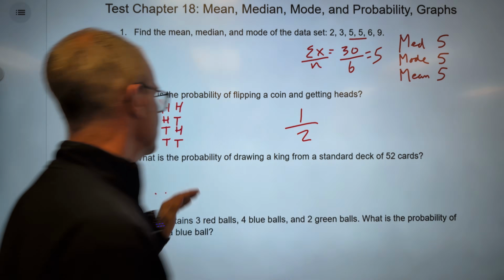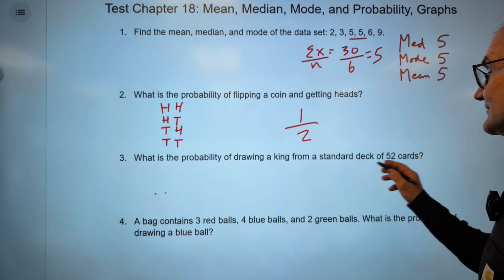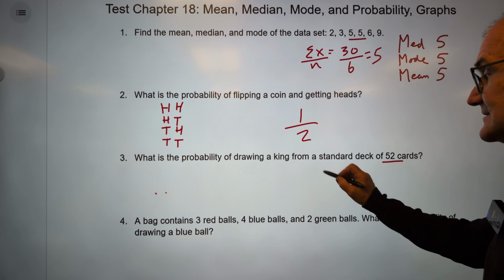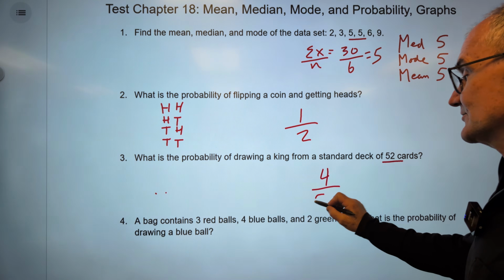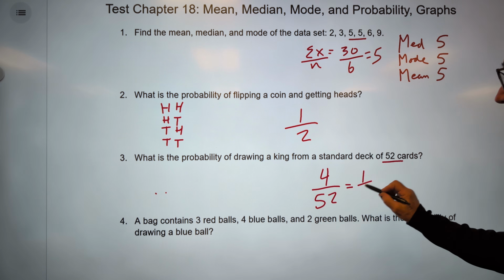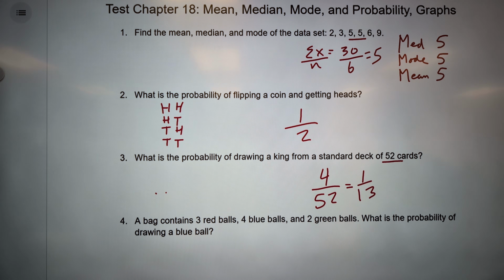Problem number 3. What is the probability of drawing a king from a deck of 52 cards? You need to know that there's 4 kings, 4 out of the total cards of 52, and that fraction will reduce to 1 out of 13.